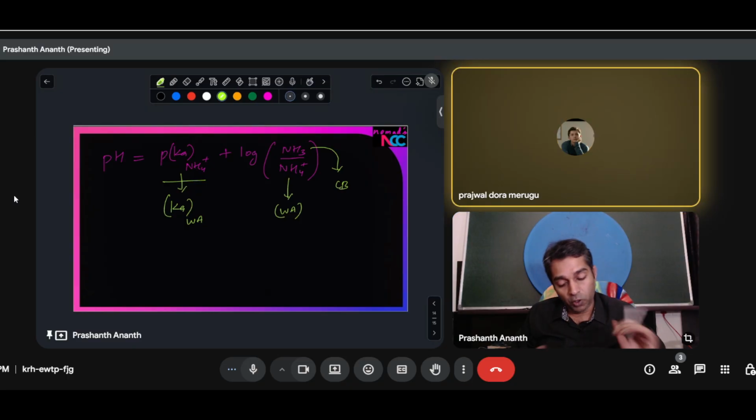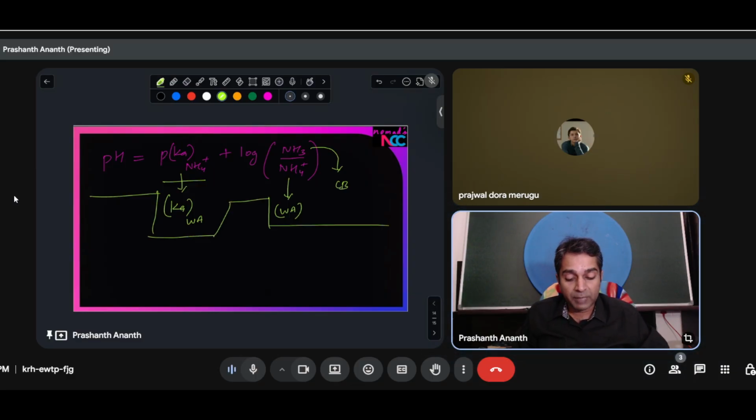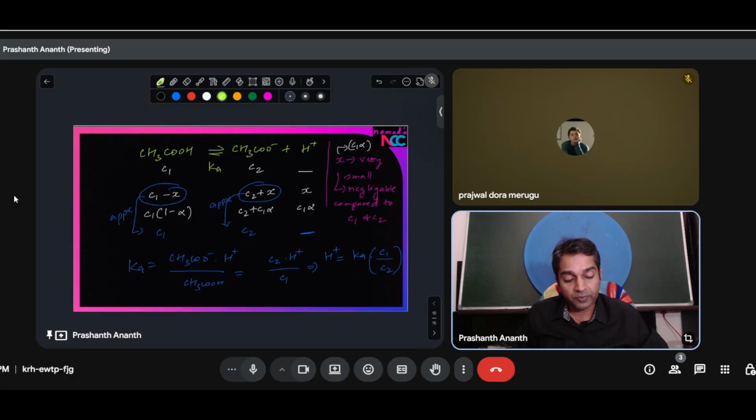Yes, sir. Okay, alright. So this is going to be the second type of buffer solution which you will be coming across overall. So the first type of buffer solution was something where you had, where was that?